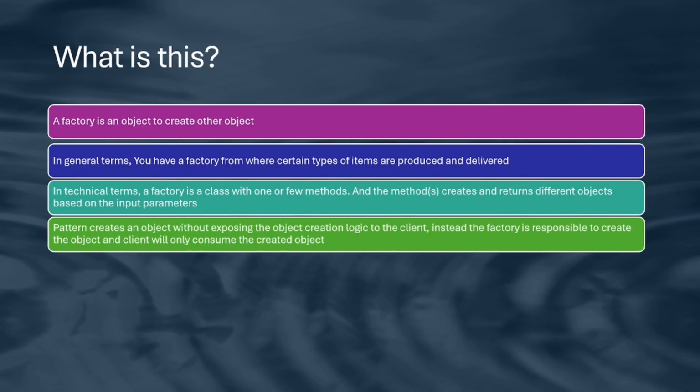So you have a factory, like a class, and it will create other subclasses or instances of other subclasses. In general terms, you have a factory from where certain types of items are produced and delivered. In technical terms, a factory is a class with one or a few methods, and the method creates and returns different objects based on the input parameters. I will show the implementation after this presentation.